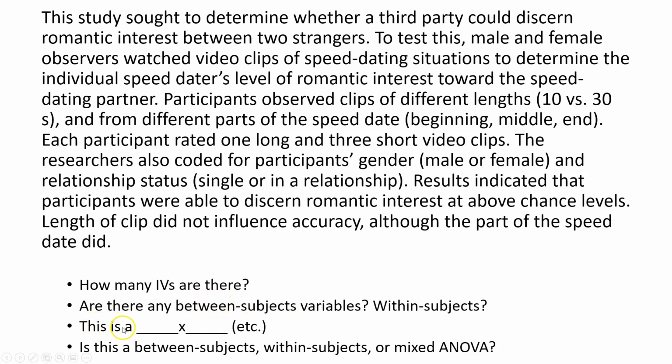Therefore, we have to conclude that this is a 2 by 3 by 2 by 2. Why? Because the length is 2 conditions, the part is 3 conditions, the sex is 2 conditions, and the relationship is 2 conditions. So 2 by 3 by 2 by 2. And then we might answer the question, is this a between subjects, a within subjects, or a mixed ANOVA? This is a mixed ANOVA because we have some factors that are between and some that are within. And because we have both types of factors, we're calling it mixed.